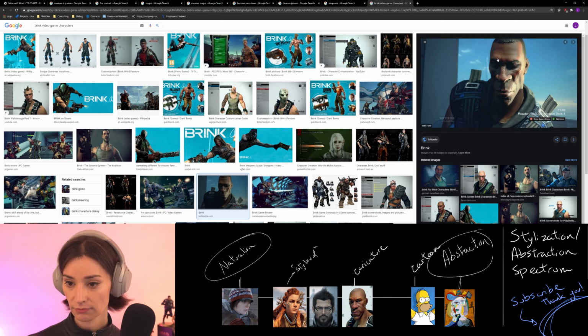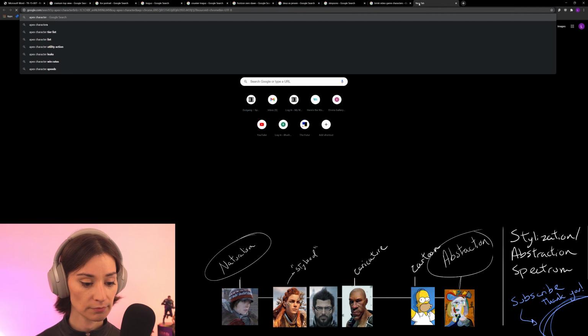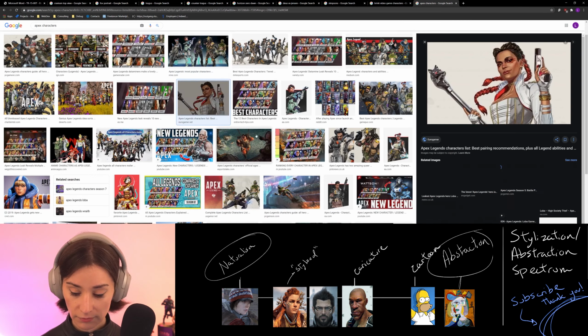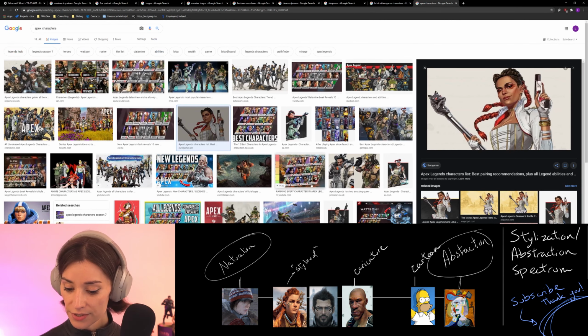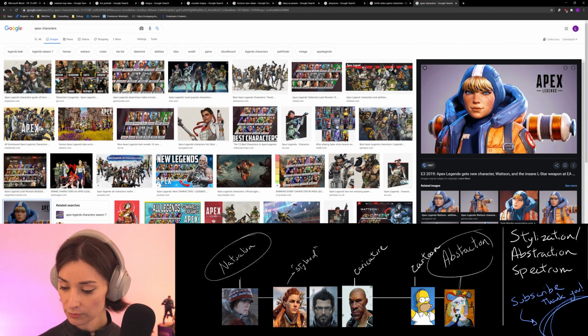Apex as well. Apex, that's a good one. Let's look. I don't quite have in mind what the characters look like again. Yeah, I think these are still relatively realistic in terms of proportion, overall.